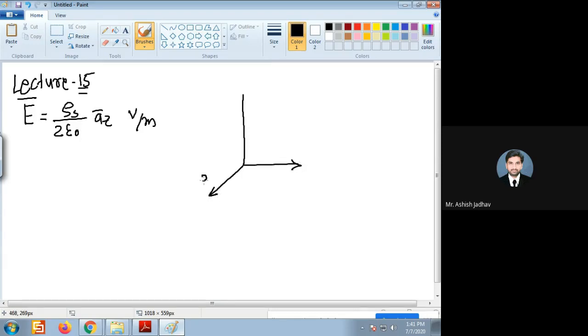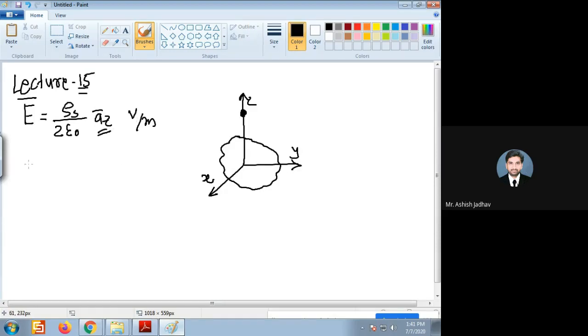So let us assume this is x, this is y, and this is z. Your sheet charge is placed in this xy plane, and we have assumed the point where we want the field is present somewhere here, on the positive side of that sheet in the z direction. That's why we have obtained this A bar z, right?